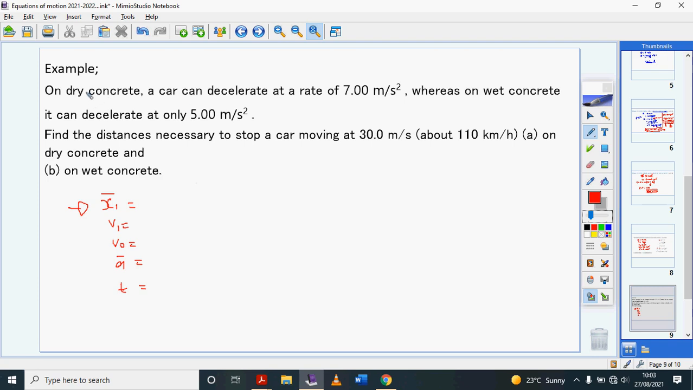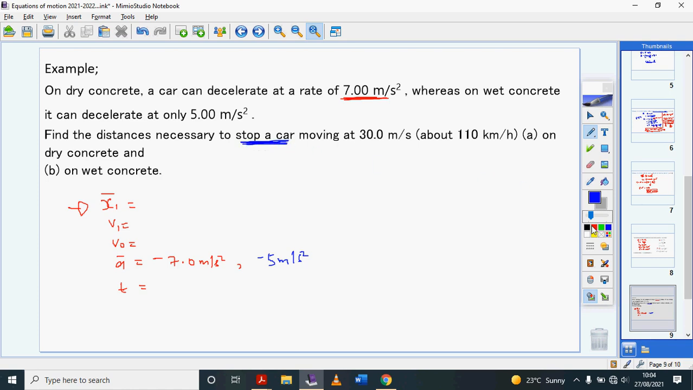So on dry concrete, the car can decelerate. From the very beginning, we've been given an acceleration of negative 7.0 meters per second squared. On wet concrete, it can decelerate at a rate of only 5 meters per second squared because it's more slippery. Find the necessary distance to stop a car. Stop a car, that's giving you a hint.